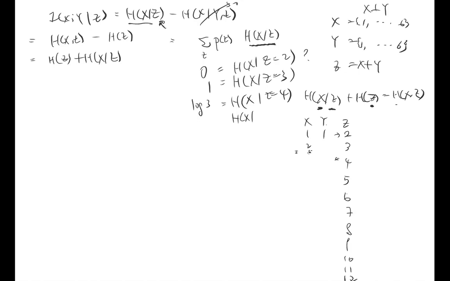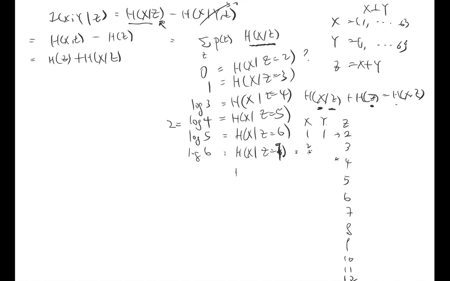X given z equal to 5. So my x can take 1, 2, 3, 4, right? So therefore, that would be log 4 or 2 bits here. H(X given Z equal to 6). Honestly, I'm not 100% sure, but let me continue to see if I can take 1, 2, 3, 4, 5. Yeah, I can take 1, 2, 3, 4, 5, right? So then it should be log 5, I believe, right? And then H(X given Z equal to 7) here. X can be 1, 2, 3, 4, 5, 6. Then I can have log 6 here, right?